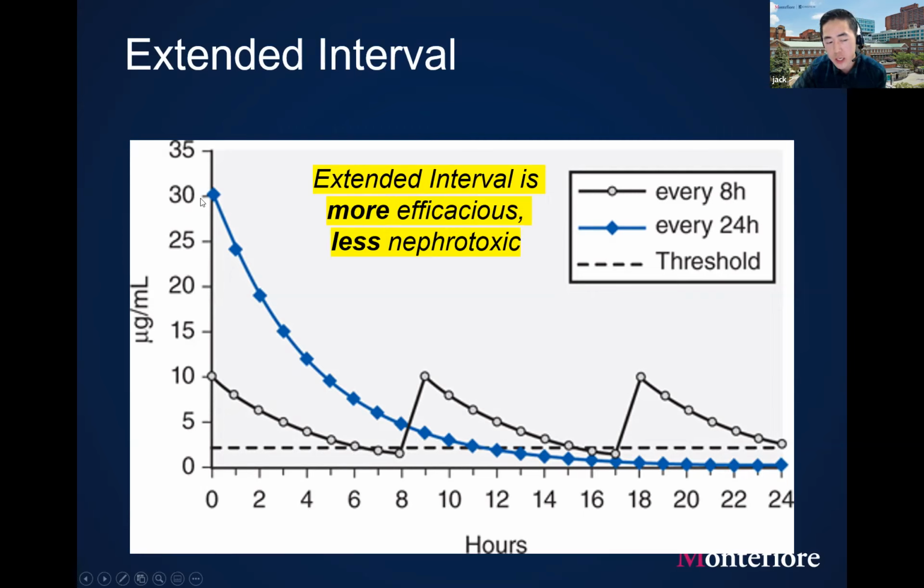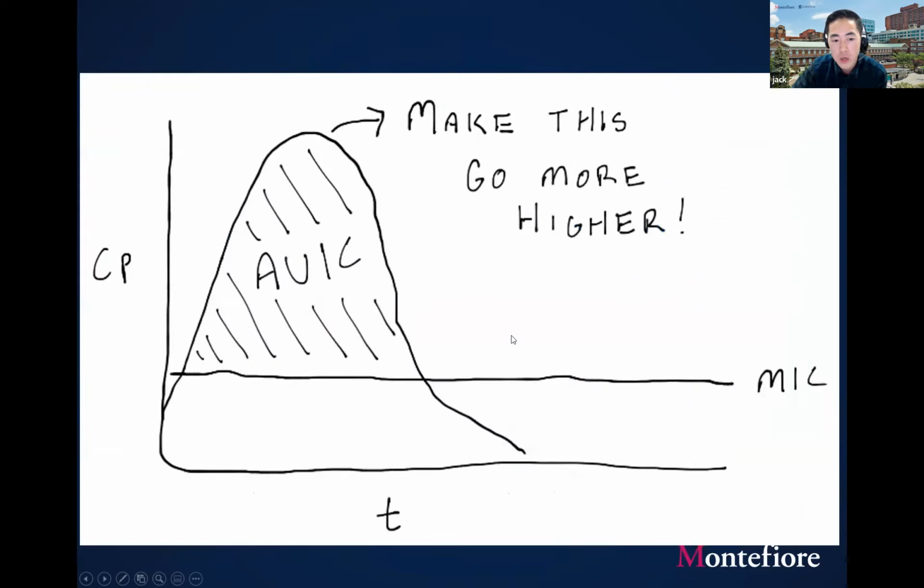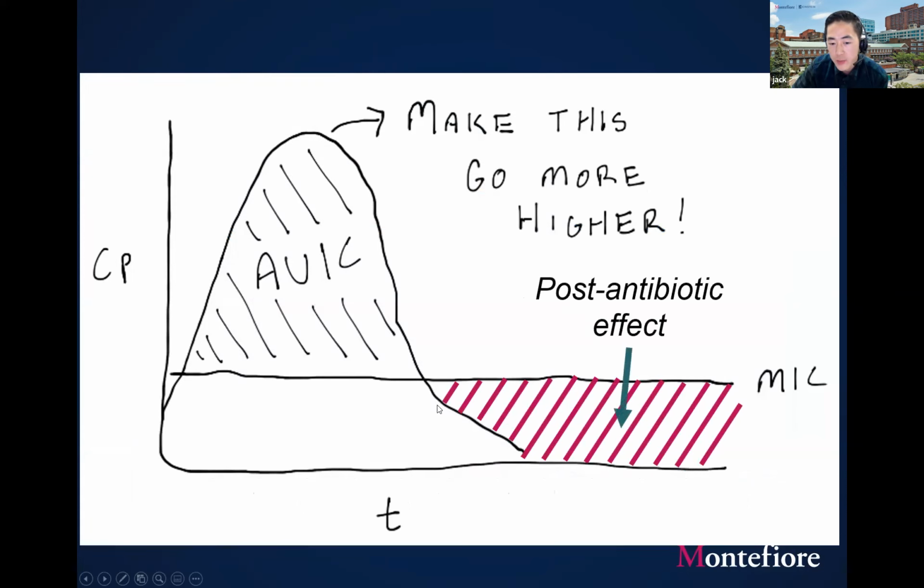Rather, you want a super high concentration, and then you want it to just fall on its own. And even when the aminoglycoside falls below the MIC, you know that it has a very strong post-antibiotic effect, meaning that even though the aminoglycoside is gone, it's still exerting some antibacterial activity. So this blue line is more efficacious, and it minimizes nephrotoxicity. So this is peak-dependent killing. You want to give a high dose to maximize this, and then post-antibiotic effect is when it's gone from the system, but it's still working.